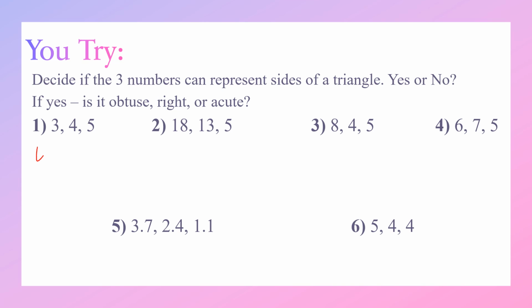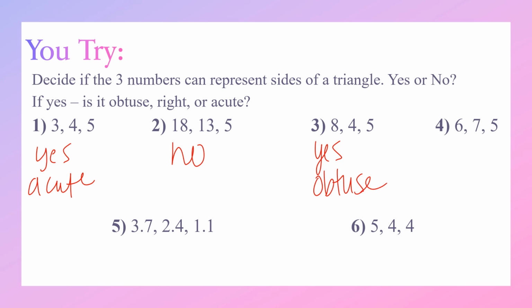3, 4, and 5 would make a triangle, and it would be an acute one. 5, 13, and 18 would not make a triangle. 5 plus 4 is greater than 8, so this does make a triangle, and when I do my inequalities there, it would be an obtuse triangle. 5 plus 6, the two smaller sides, add up to greater than 7, so this would be a triangle as well, and this is an acute triangle.